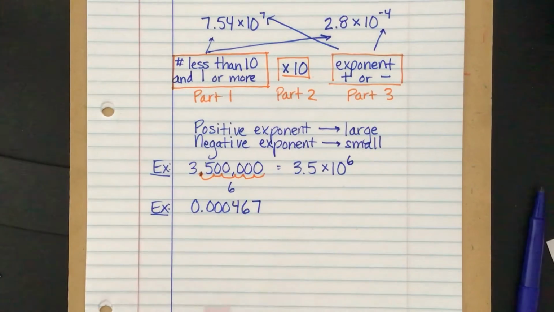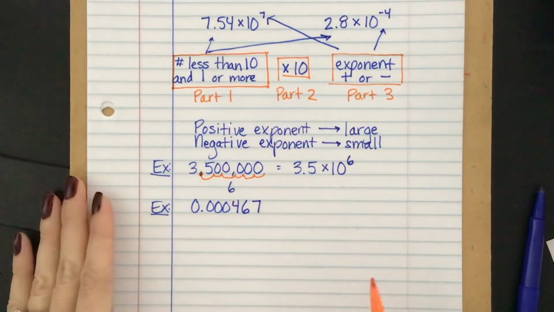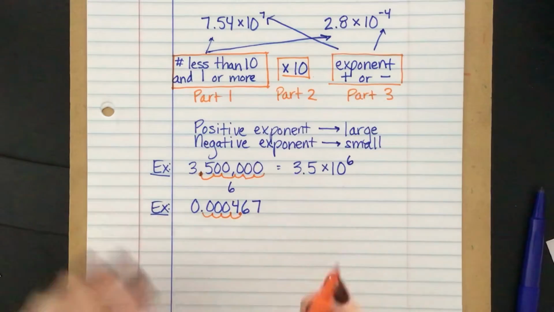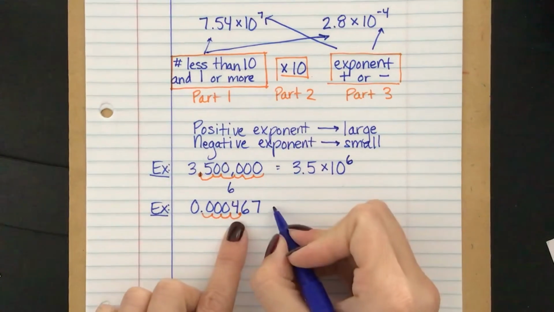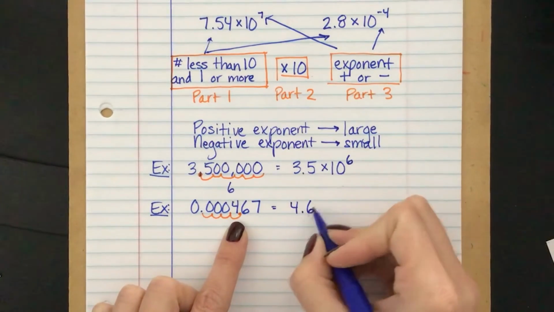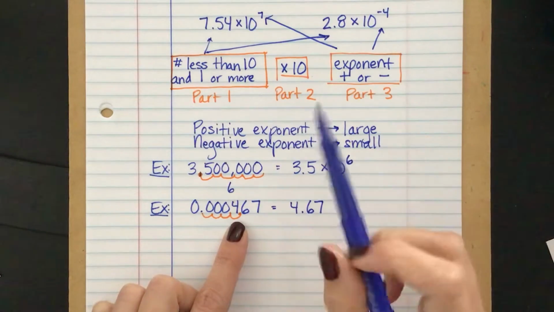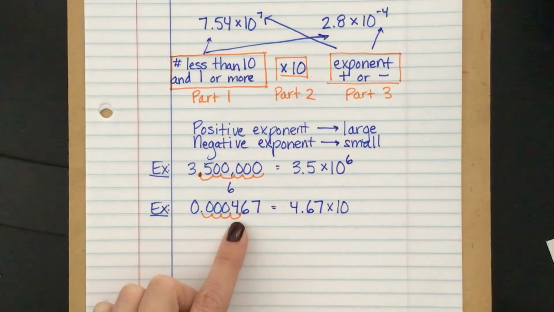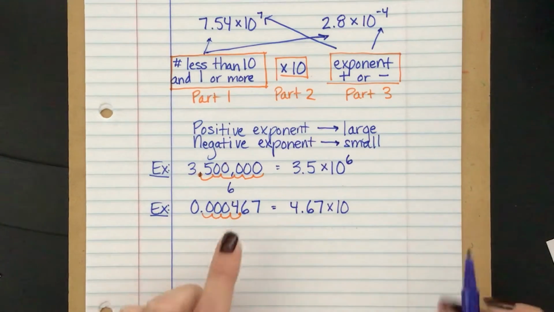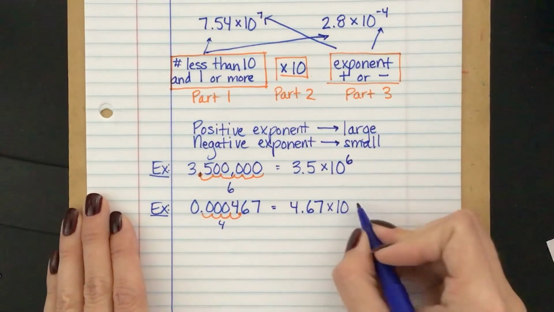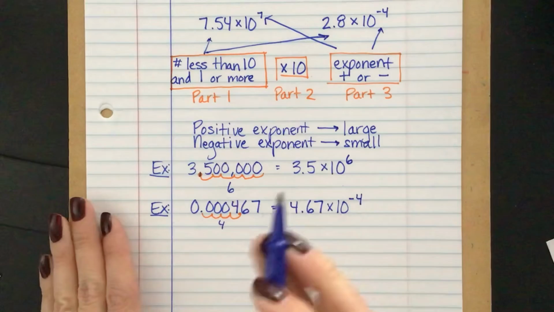Again, I'm going to move that decimal until I get a number that's between 1 and 10. So I'm going to go 1, 2, 3, 4. So that first part is going to be 4.67. Part 2 of this is times 10. And my exponent, because this is a very small number, my exponent's going to be negative. And I moved it over 1, 2, 3, 4 spaces. So my exponent will be negative 4.